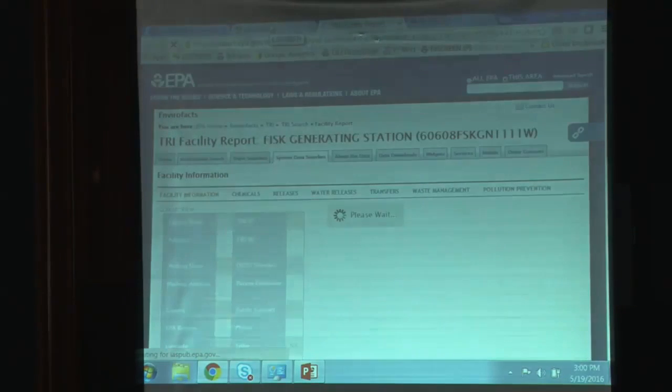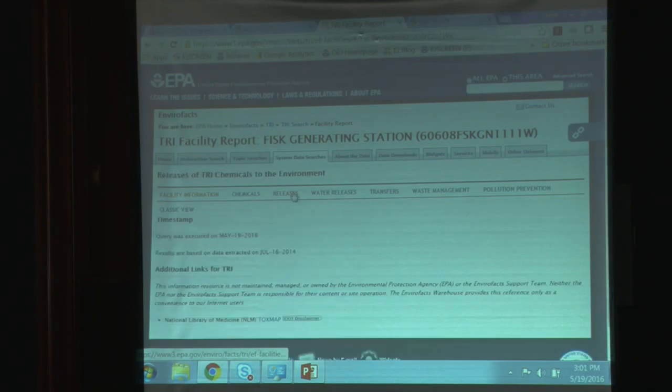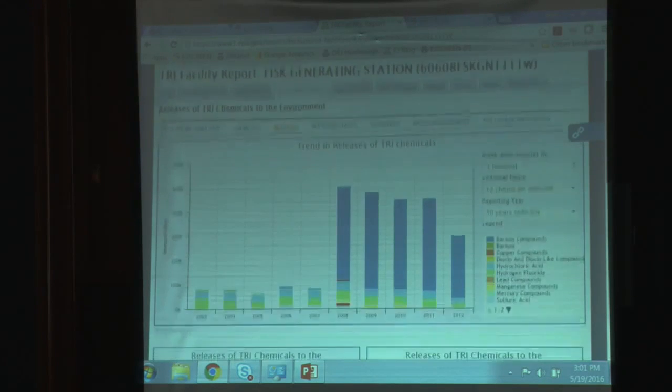So remember when I told you all of those numbers in terms of the total amount of heavy metals and other pollutants that were coming out of these facilities? We can actually see all of that right here in this really easy to use and very useful tool. This is our TRI indicator.